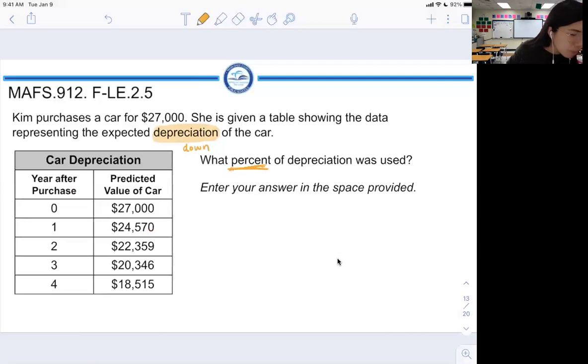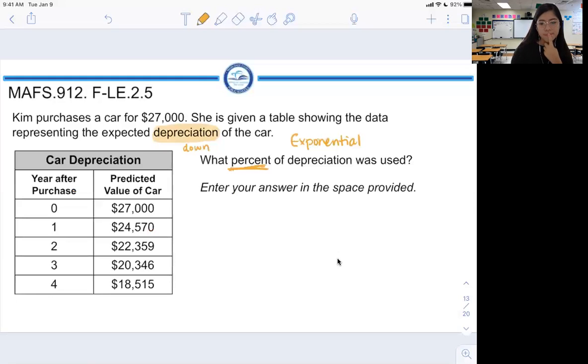Percentage. Yeah, but what type of function is that? It has a name. This is exponential. Because it's obviously not constant. But how do I figure out the percent that it's depreciating? Any takers on that?